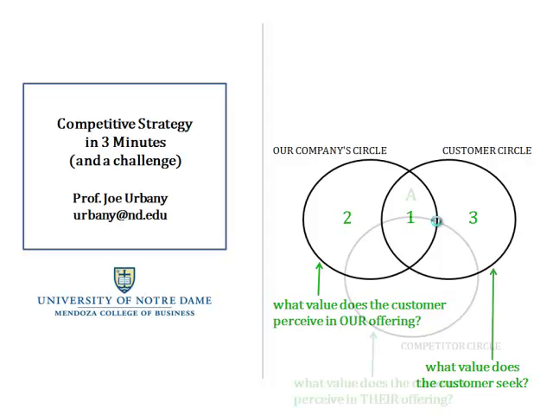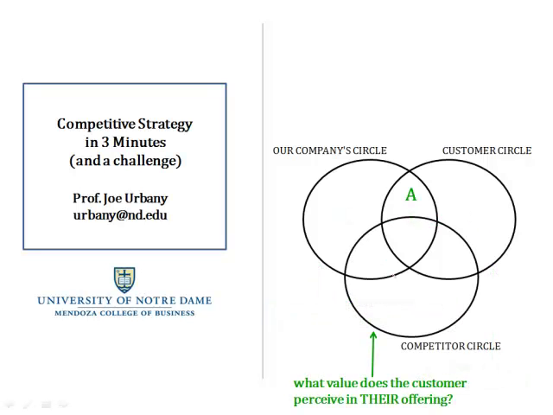But this analysis is incomplete until we add a circle for the competitor. What value does the customer perceive in their offering? When we do this, we get a Venn diagram with 7 different areas. The most significant of which is this one. Area A. It's the pure definition of competitive advantage.